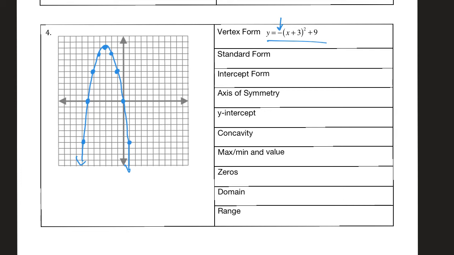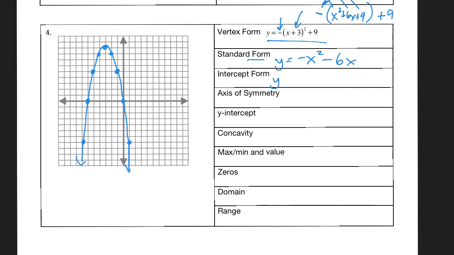Now, as far as standard form, all I have to do is FOIL. So let me FOIL, x squared plus 6x plus 9. Don't forget there's a negative out in front of there, and there's a plus 9 after it. And if I distribute and combine like terms, I should end up with -x squared minus 6x. Not plus 6x, minus 6x. Let me try that again. Minus 6x. Better.